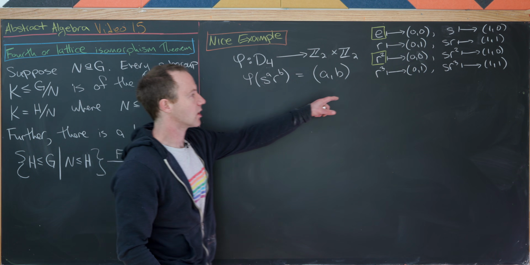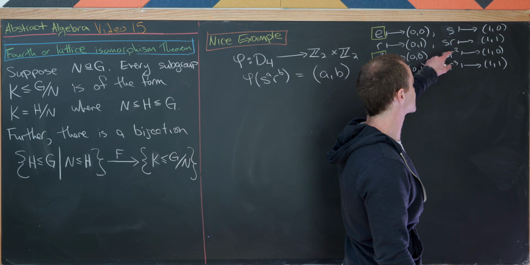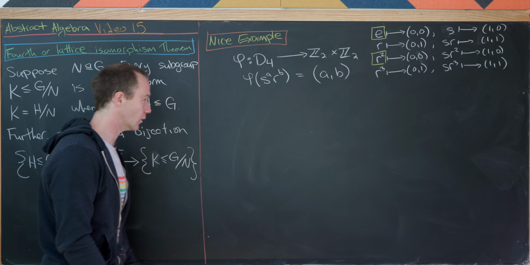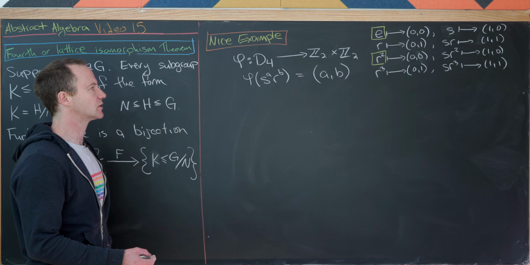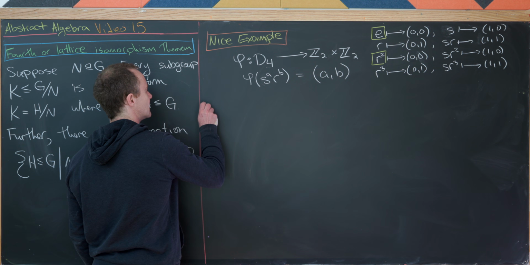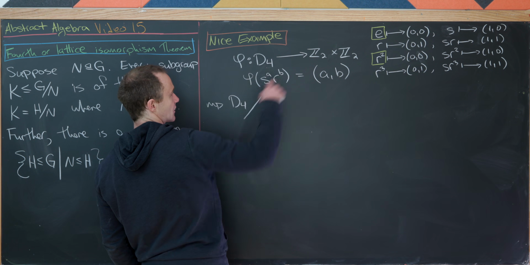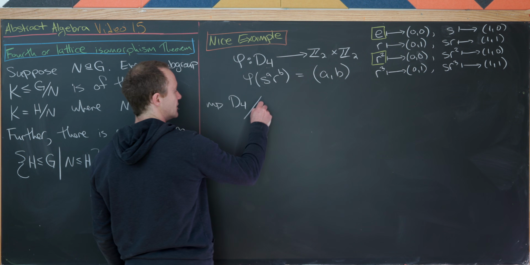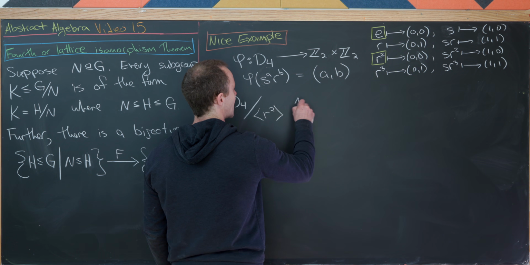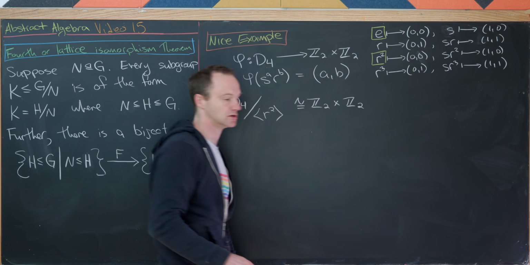Notice that R and R cubed get mapped to 0, 1. And then S and SR squared get mapped to 1, 0, whereas SR and SR cubed get mapped to 1, 1. Okay, but this thing is also onto. So that means we can apply the first isomorphism theorem to get the following result. So D4 mod the kernel. I've got the kernel there in those yellow boxes, but notice that's just the cyclic subgroup generated by R squared. So this is isomorphic to the image, which is Z2 cross Z2.